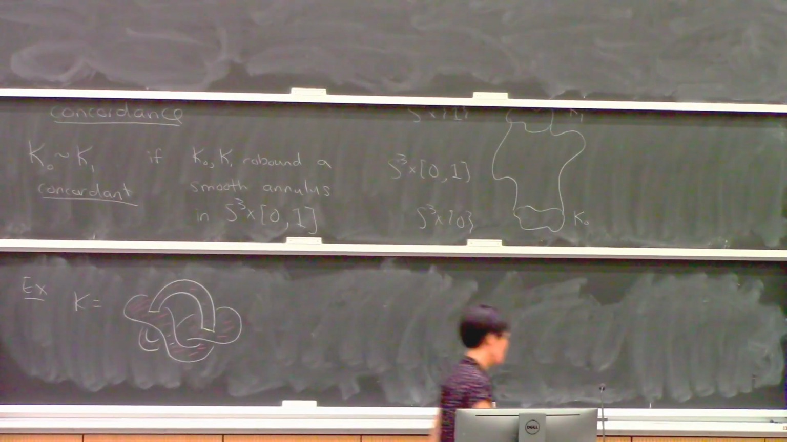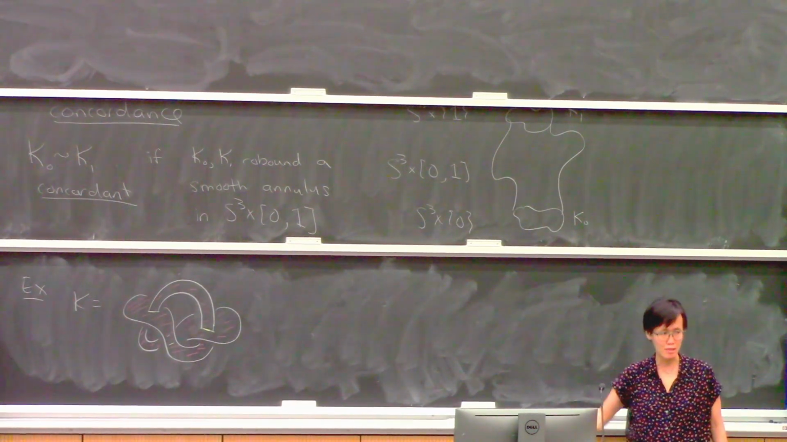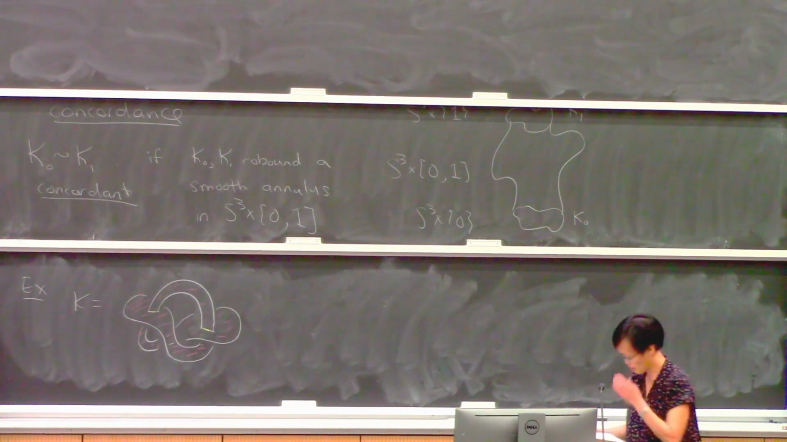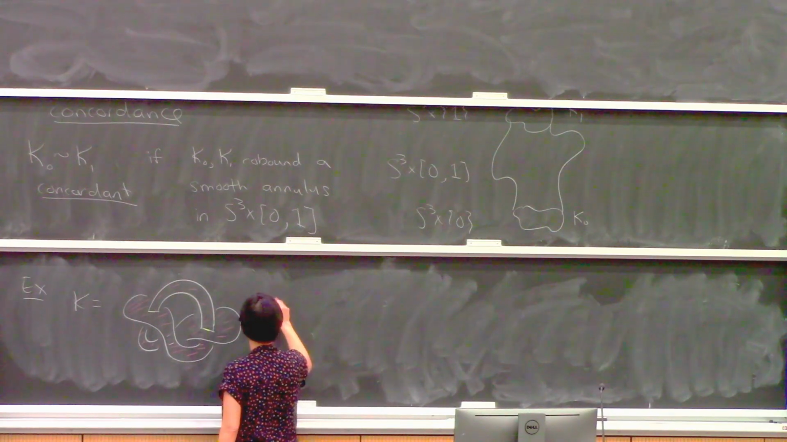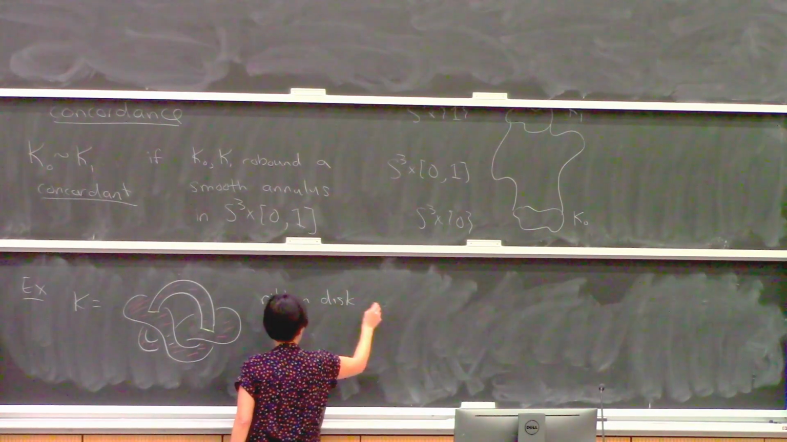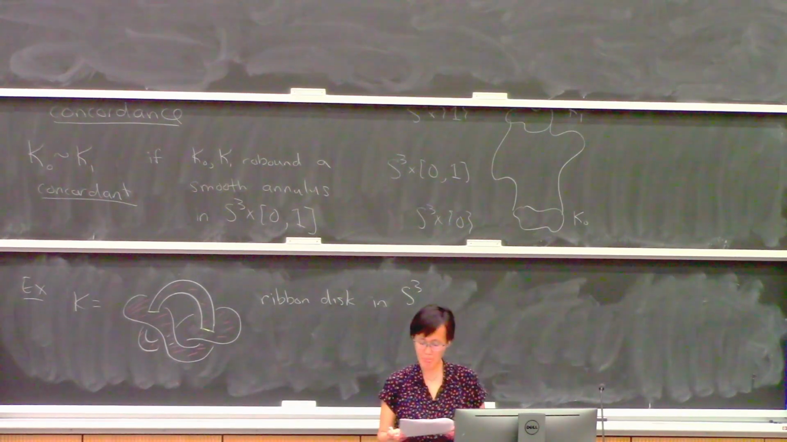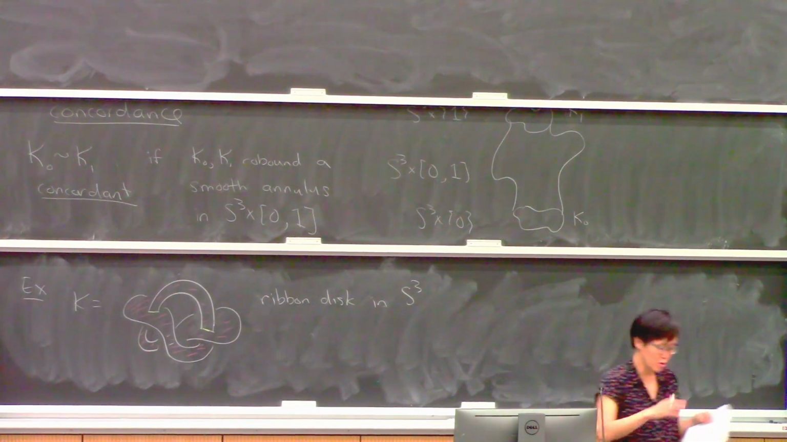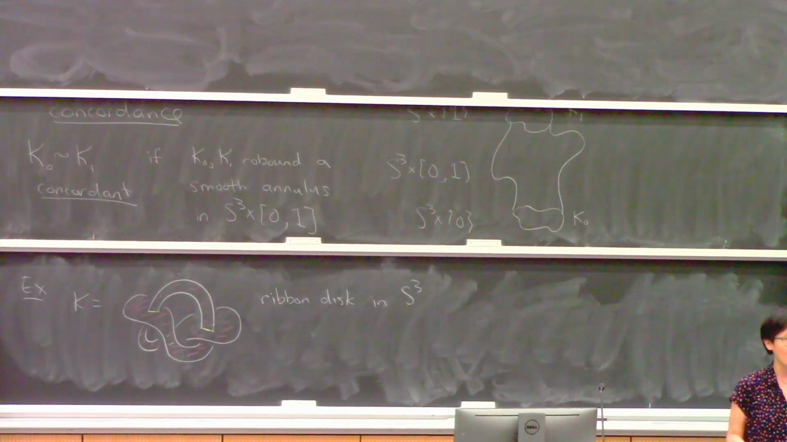Okay, so in particular, this is not a Seifert surface for K, because Seifert surfaces have to be embedded. This thing is immersed, it intersects itself. Okay, this is called a ribbon disk. The ribbon disk in S3. Okay. Great.